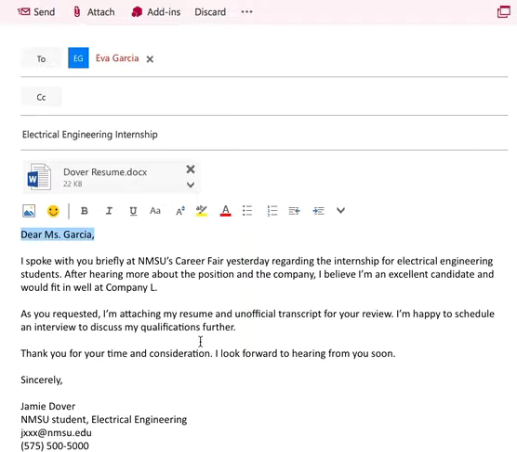Next, the writer recognizes the recruiter probably talks with a lot of people, so she reminds her how they met. Let's see this here in that first sentence. I spoke with you briefly at NMSU's career fair yesterday regarding the internship for electrical engineering students. This is a good rhetorical strategy, especially when you're communicating with somebody who you may have met once or twice, and so you might want to remind them how they know you or how they might remember you. So consider using this when you compose your own emails.